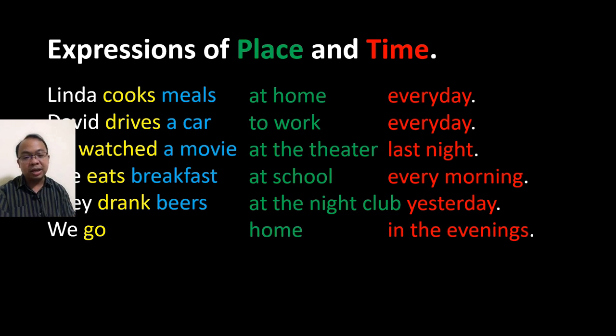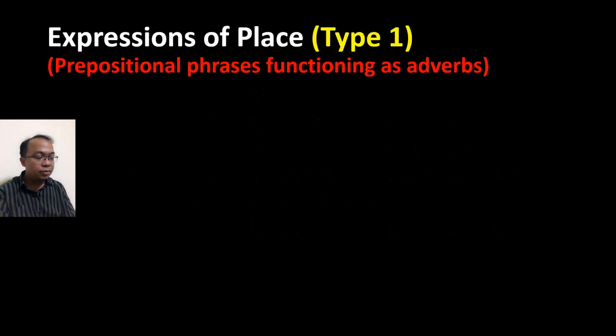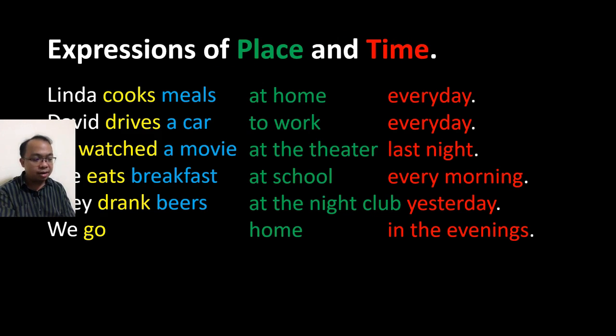Home is actually the expression of place, or place expression. And in the evening is the expression of time. Okay, so we go home in the evening. Right. So these are some preview examples, just to give you an idea of what expressions of place and expressions of time are like. The next slide is going to be a detailed discussion of how to create expressions of place and expressions of time and put them into your sentence. Okay, good. Let's go ahead.